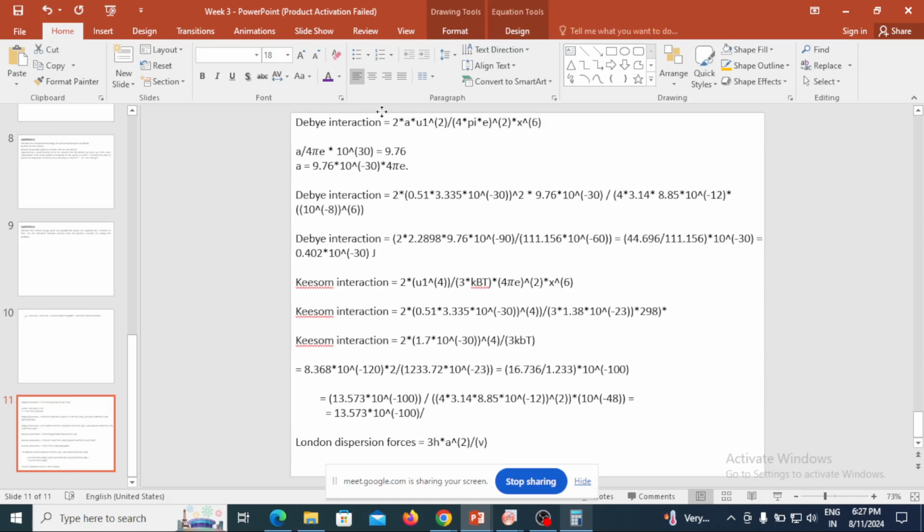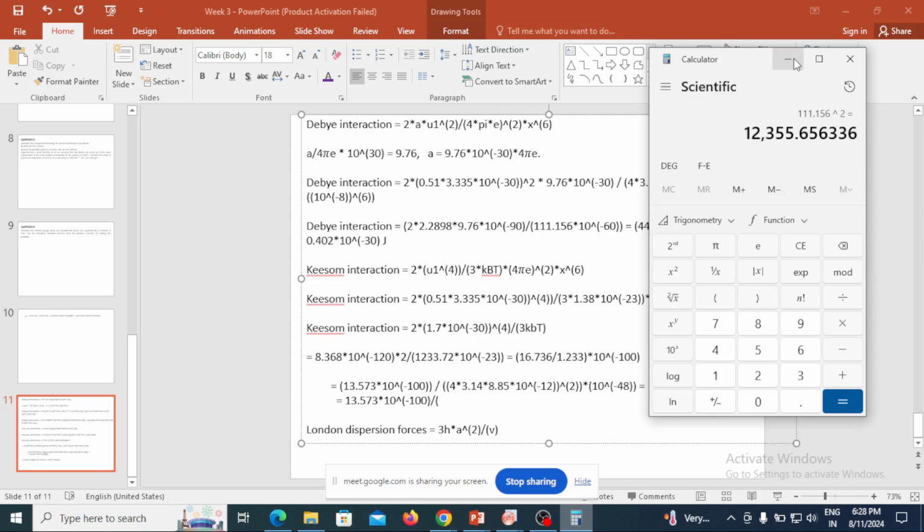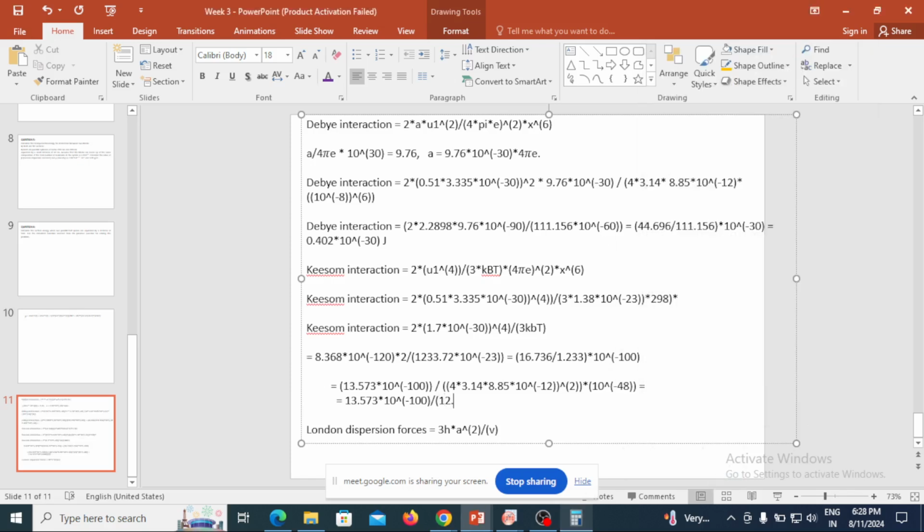Let me just take this up. So what was the value? 12355.656. So here you have 10 power minus 12 the whole square, so that will be 10 power minus 24, and you have 10 power minus 48, so that will be 10 power minus 74, right? Oh sorry, 72.